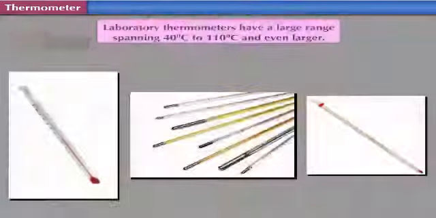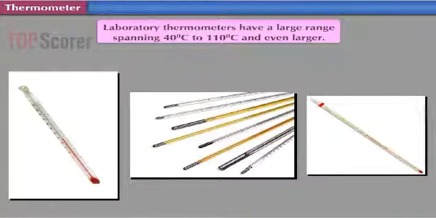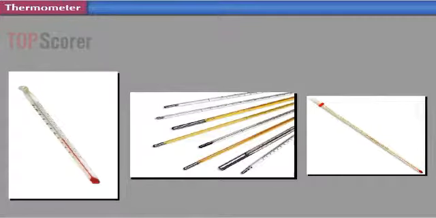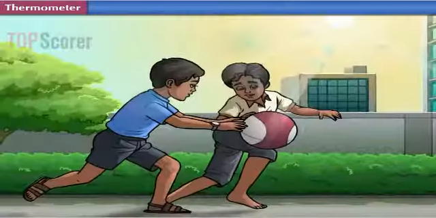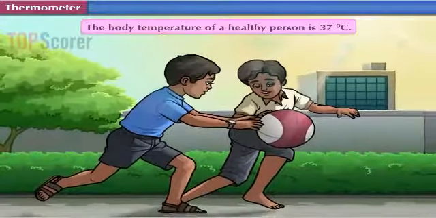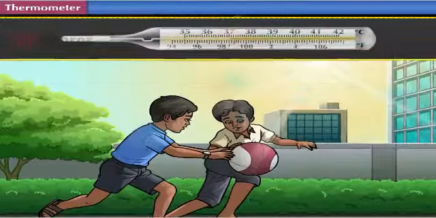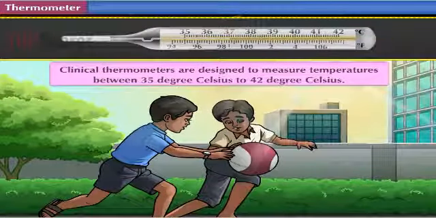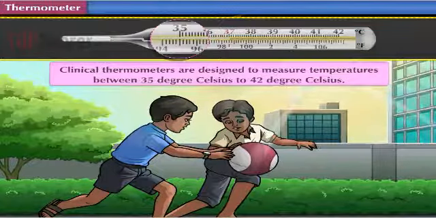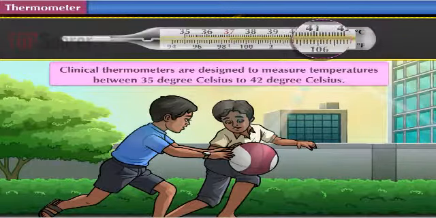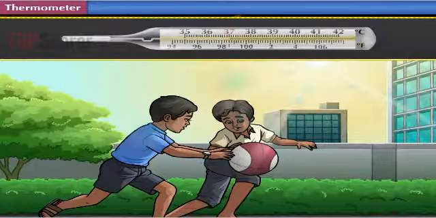Laboratory thermometers have a large range spanning 40 degrees Celsius to 110 degrees Celsius and even larger. Come, let us now discuss about the clinical thermometer. We know that the body temperature of a healthy person is 37 degrees Celsius. Thus, clinical thermometers are designed to measure temperatures between 35 degrees Celsius to 42 degrees Celsius.